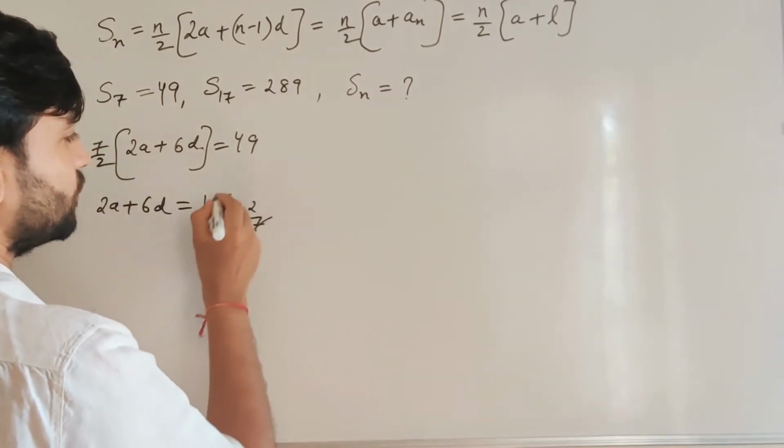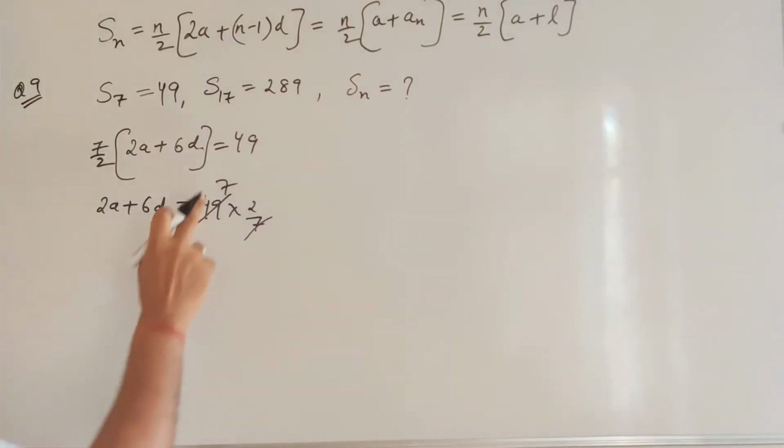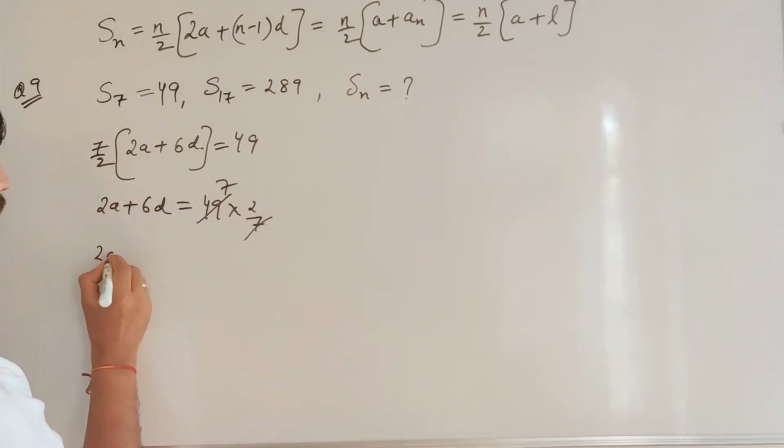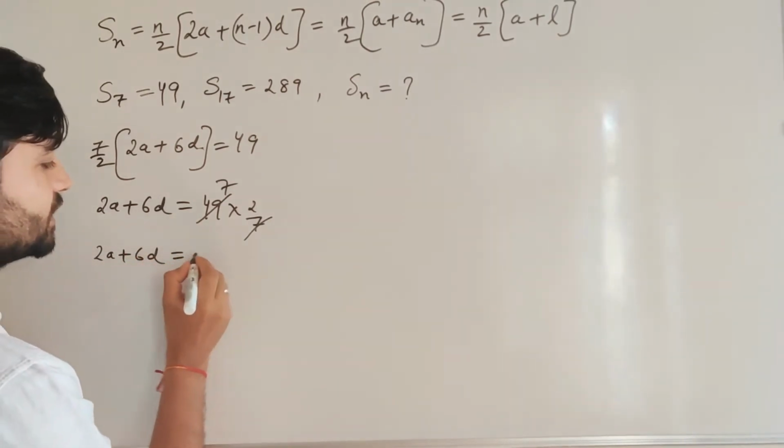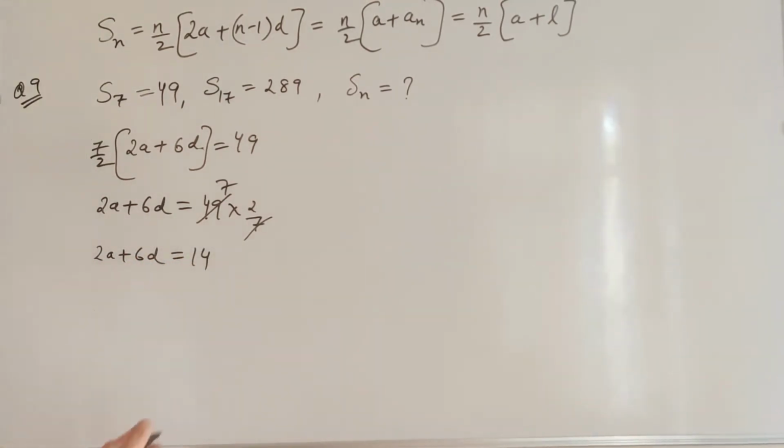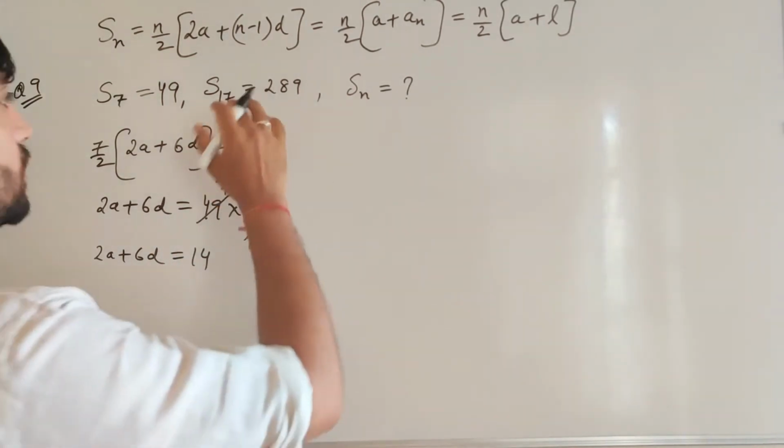This 7 and 49 cancel, 7 times. So 7 into 2, 14. So 2a plus 6d is equal to 14 is what we get. We can divide by 2 on both sides. We'll see later on if we need to divide or not.